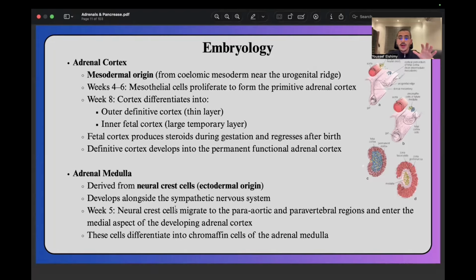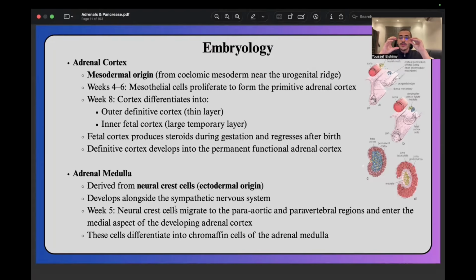By week 5, these neural crests migrate to the para-aortic region next to the aorta, as well as the paravertebral region. And these neural crests get inside the medial aspect of the adrenal cortex. So this is the adrenal cortex. These are the neural crests.